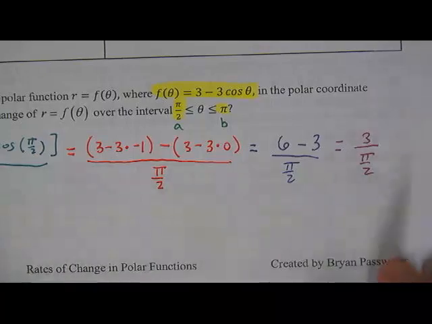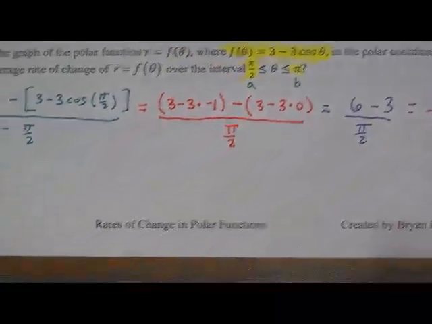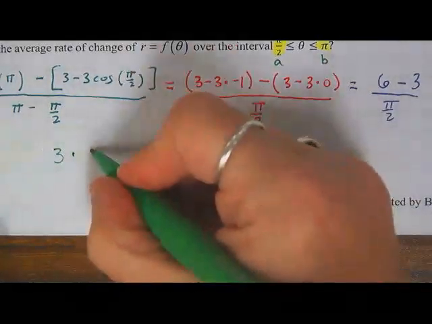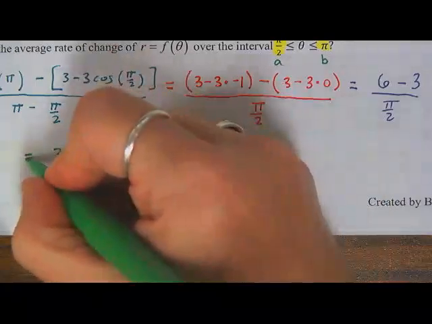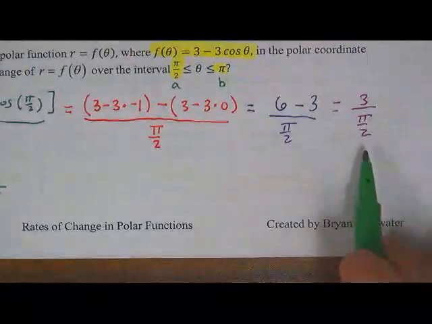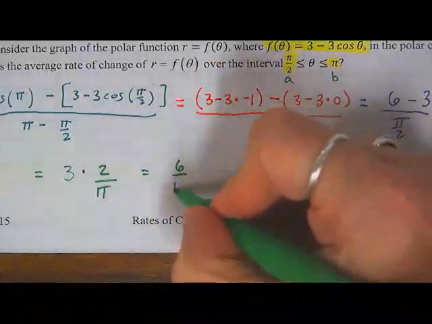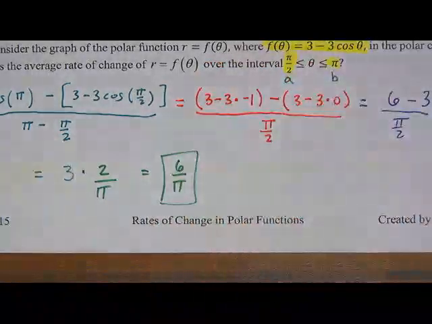This is how you find the average rate of change. It's really easy. I mean, considering. That's like 3 times the reciprocal, 2 over pi. We've learned that skill enough to know that's like 3 multiplied by 2 over pi, which is 6 over pi. That's it.